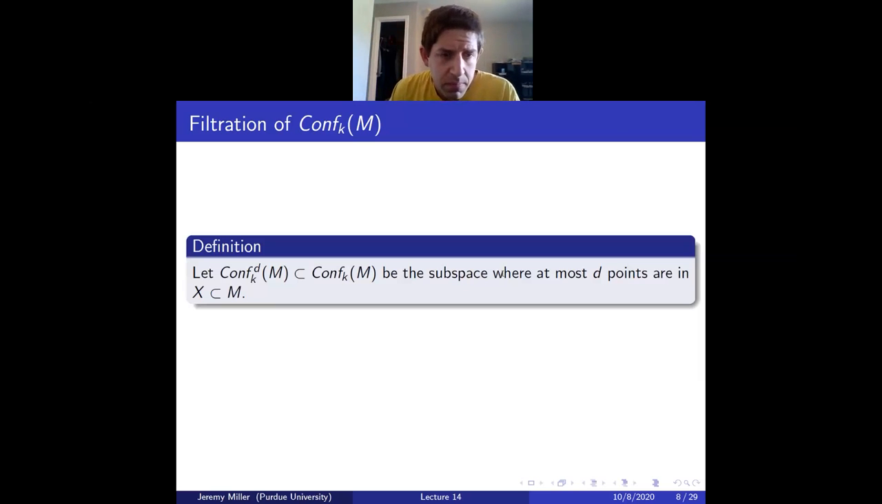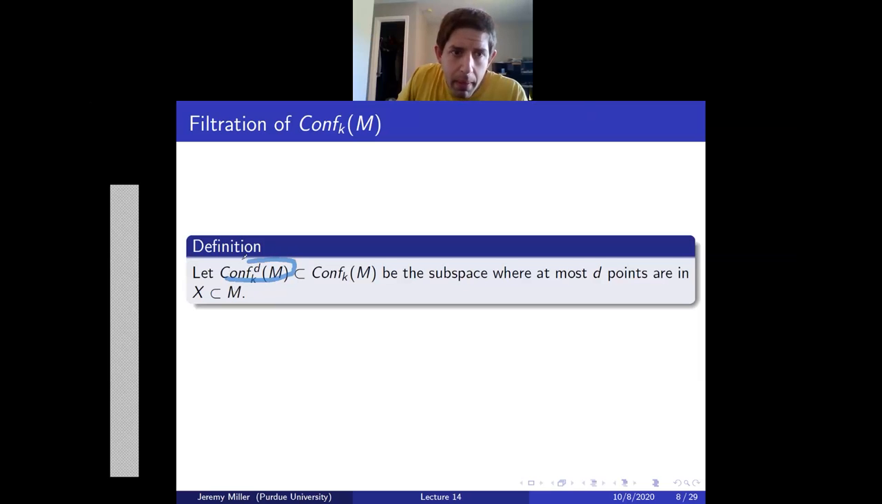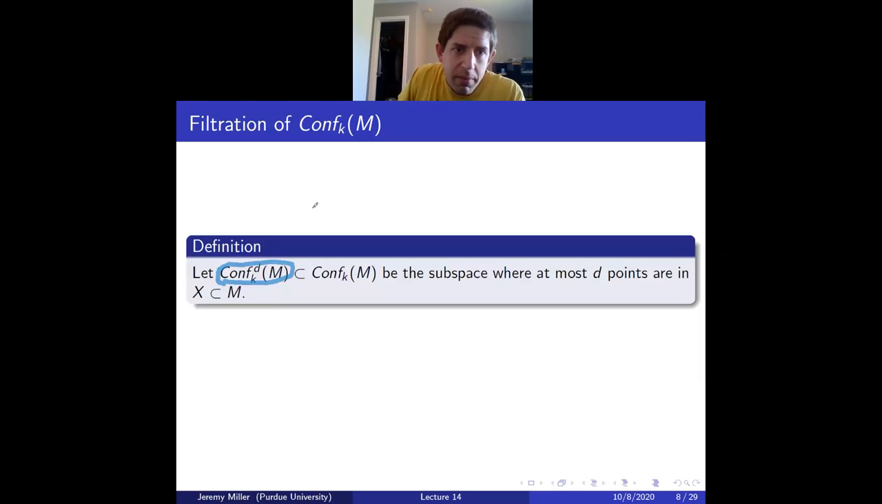And what was the point of this X? Well, we're going to filter the configuration space by how many points are in X. This space here depends on X, but I didn't want to clutter the notation. So conf K superscript D means we've got at least D points in X and K total points.